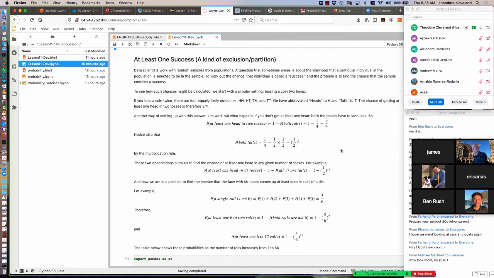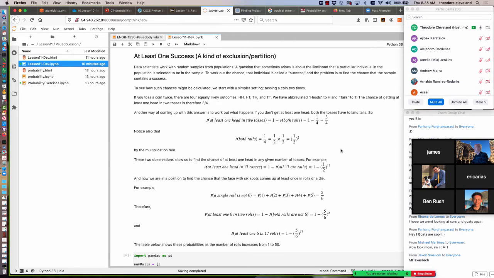The last thing we want to look at, and at this point we'll start to work our way into some scripts, is the idea of at least one success. This is a type of exclusion or partition argument. And this one's very, very powerful because it actually allows us to do some meaningful things.